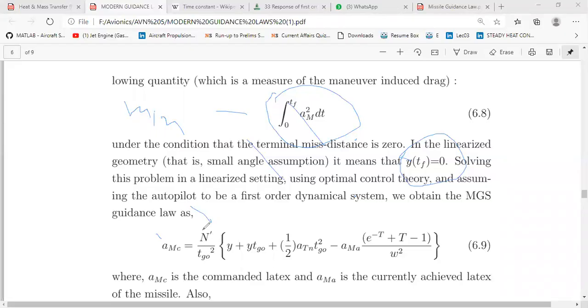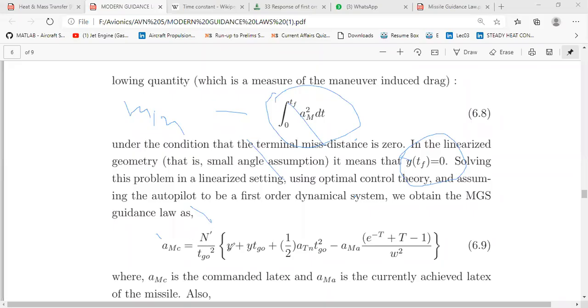What is N here? N is the guidance constant, but in proportional navigation and APN, the guidance constant was constant, but here the guidance number is not constant. It varies with respect to time and velocity. So that is why the symbol is taken N dash. It will not be constant, it will be variable.